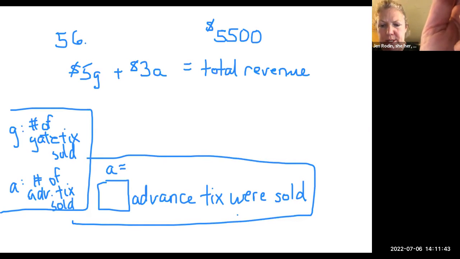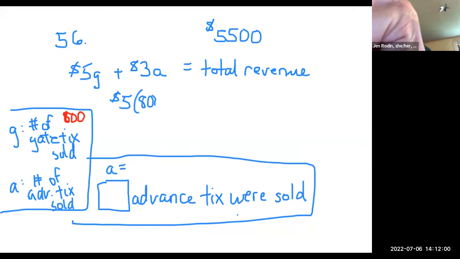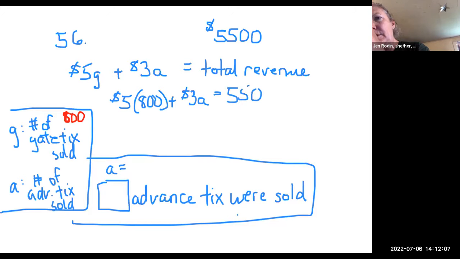And what's the one more thing they told us? Oh, G was, they told us this like as a side thing. There was 800 of those sold, because otherwise we wouldn't be able to solve it with the skills we have so far. $5 times 800 plus $3 times A equals $5,500.